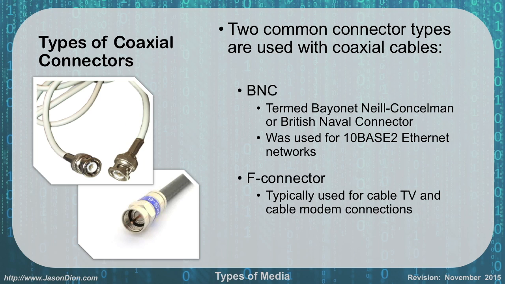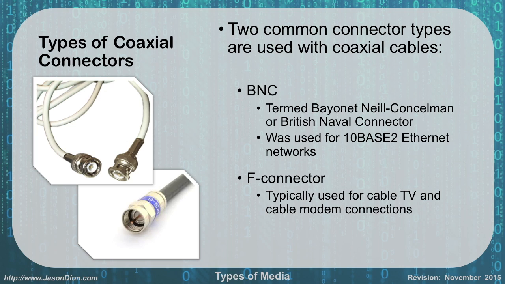Another type of connector, there's two types of connectors we have on coax, okay? So those are the cable types, basically the thickness and the specification, but the end of them is going to be different depending on what you're using. The image on the top is what's called a BNC connector, usually termed as a bayonet Neill-Concelman. You'll also, in slang, hear it called a British Naval Connector, because they used it in a lot of their radios. This is what we use for 10Base2 Ethernet networks.